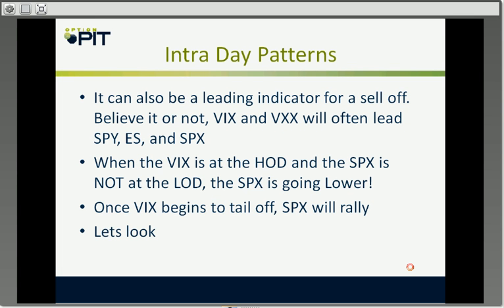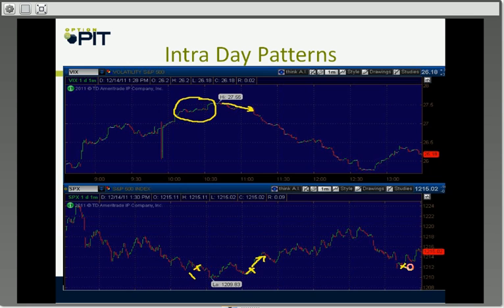All right. It can also be a leading indicator for a sell-off. Believe it or not, VIX and VXX, VXX and the VIX futures for sure, almost always lead SPY, ES, and SPX by a good 5 to 10 seconds. So when the VIX is at the high of the day and the SPX is not at the low of the day, the SPX is absolutely going lower. Once the VIX begins to tail off, SPX will rally. Here's another example. This is from a different day. You can see it's from December 14th of last year.